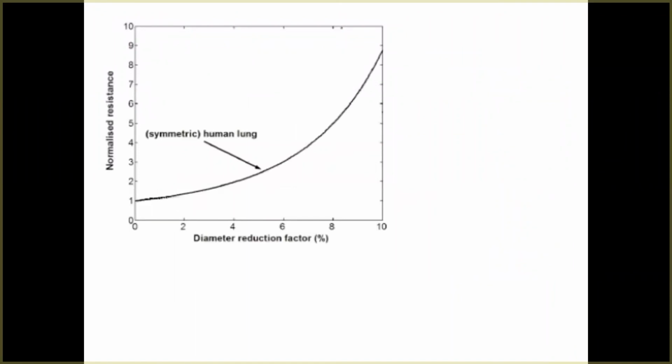This is just a normalized resistance as a function of this reduction factor. And now we can see again, this is the diameter reduction factor in percent. So when we have a change in the reduction factor by 4%, that means our resistance increases from 1 to 2. So it doubles. Okay, that just shows it.